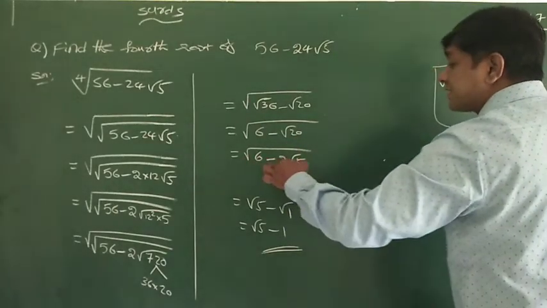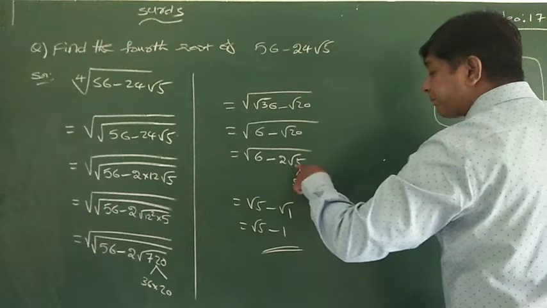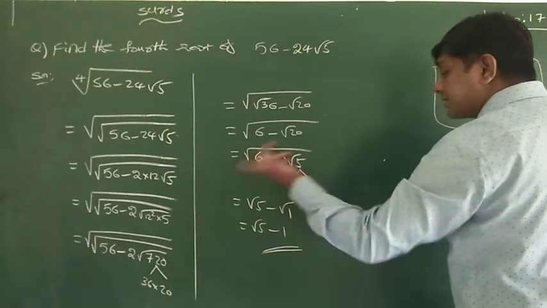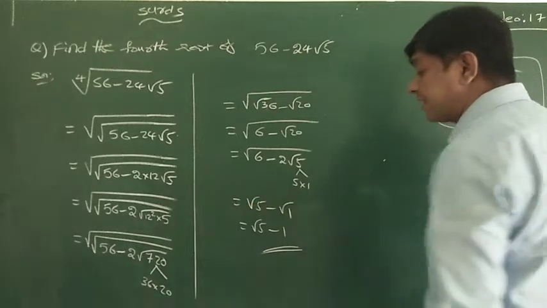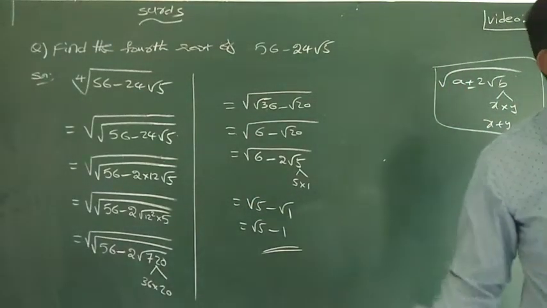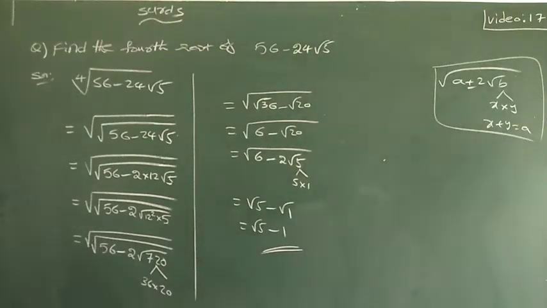So square root of 6 minus 2 into root 5. Now 5 factors: 5 ones are 5, 5 plus 1 is 6. So here square root of 5 minus square root of 1, that is equal to square root of 5 minus root 1, which is nothing but 1. Please write down.